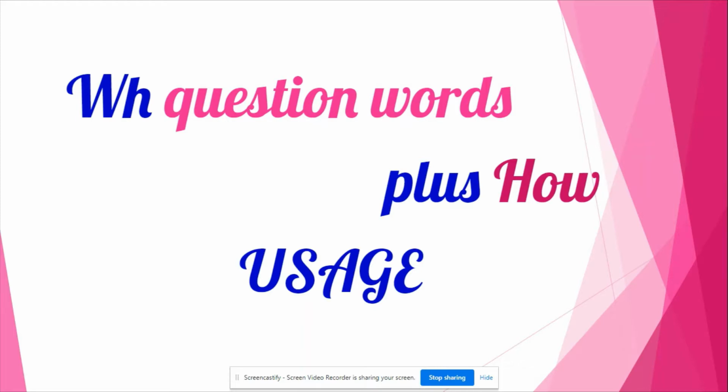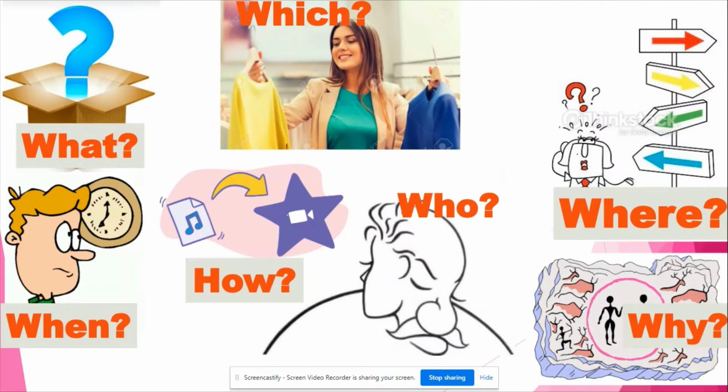Now, there is some good news. English question structure is fairly consistent, which makes it very easy to remember and to practice, hopefully. Okay, so let's begin. Now, before we actually go into the new lesson, we just need to remember the 6 different WH question words that we studied yesterday, plus how.